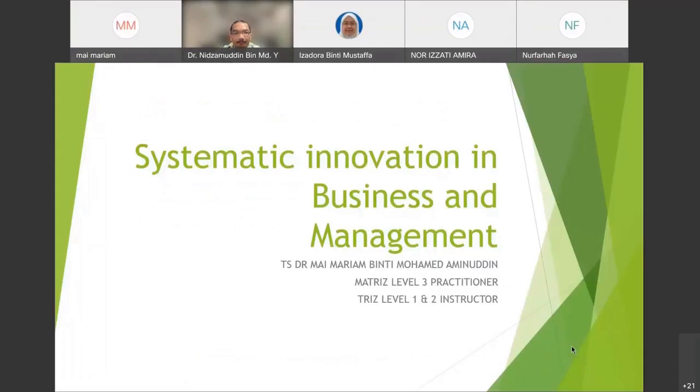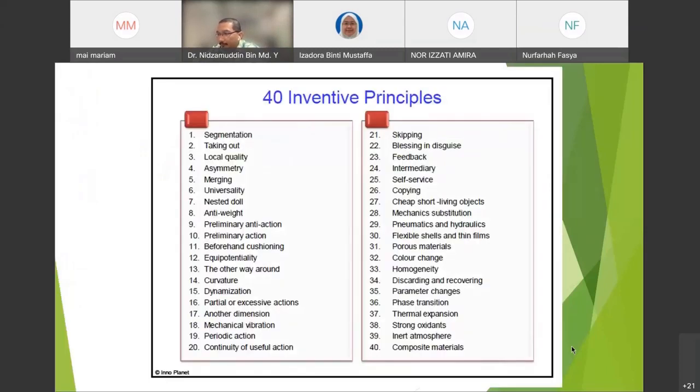Just now you saw that TRIZ is more about products, but actually TRIZ can also be used in business and management. So my part will explain how TRIZ can solve problems in business and management. You already know about the 40 Inventive Principles. As you can see, the words here are more like a product. But how can we use these words in business and management? I'm going to show a few examples of how we can use this in a management application.